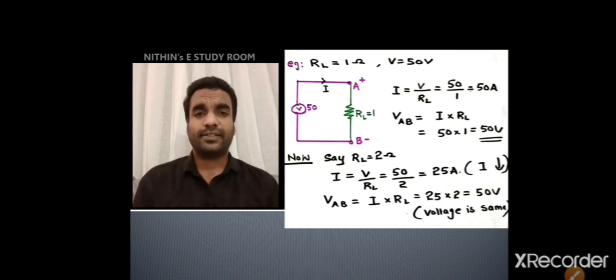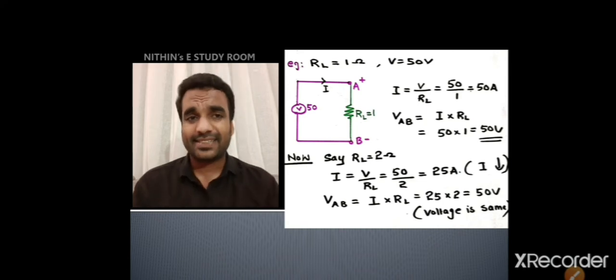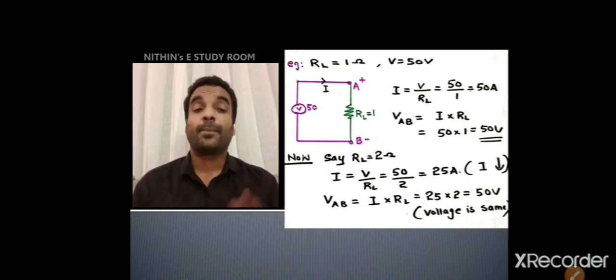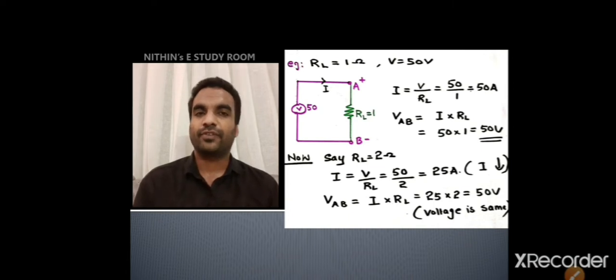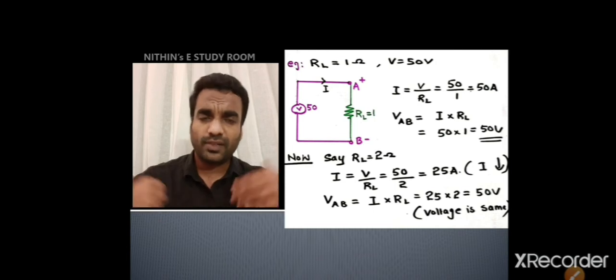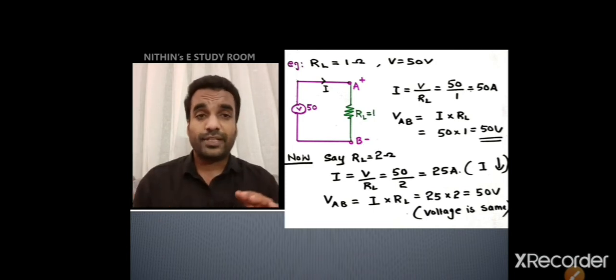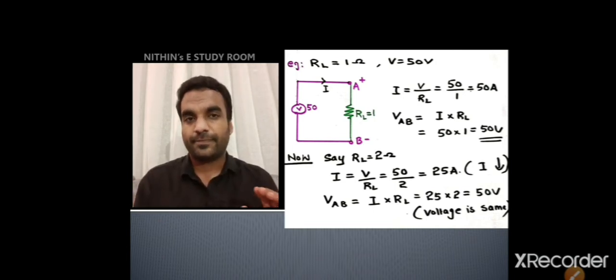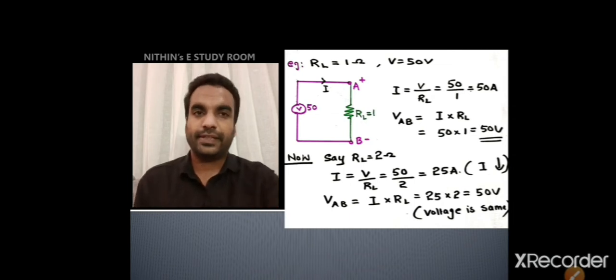Now I think you got the conclusion. In the first case, current was 50 ampere, and in the second case, when we changed the resistance, current is 25 ampere. But in both cases, the voltage across the terminals is 50 volts. So it is an ideal voltage source. Whatever may be the current, its voltage is always constant. So I think it is very clear.